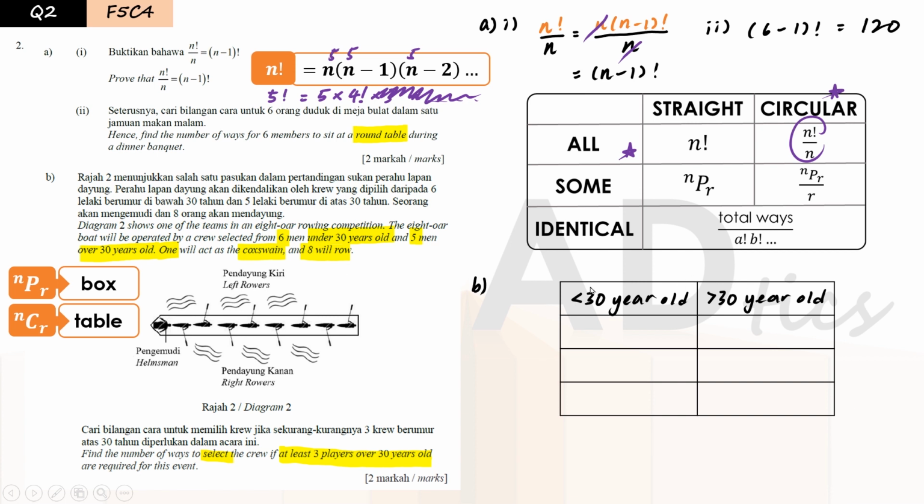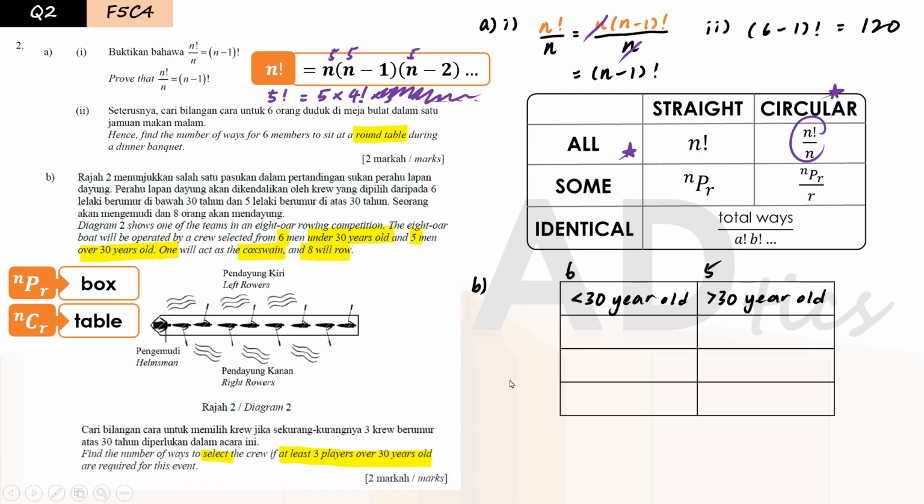Alright, so for the top left part here, let us put the maximum number of men that can be chosen from, which belong to less than 30 years old. So here will be 6 people, and for the more than 30 year old category, it will be 5 people. Okay, so these 2 values will be the maximum number of people that we can choose from.